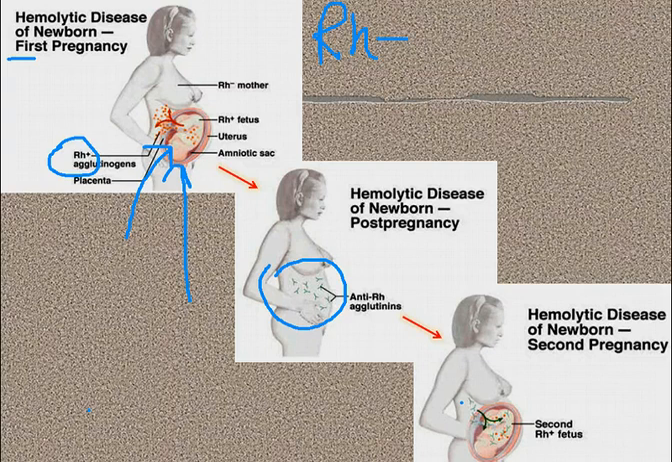He's out of there. This is not a problem for him. The problem is with the second Rh positive baby, because mom already has antibody, and that antibody will go across the placenta into the fetus and destroy fetal cells. Now, you're wondering, well, why do those antibodies cross?